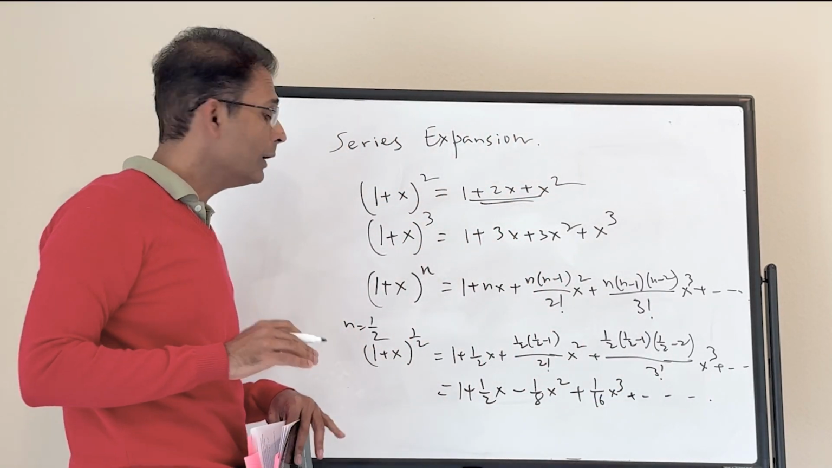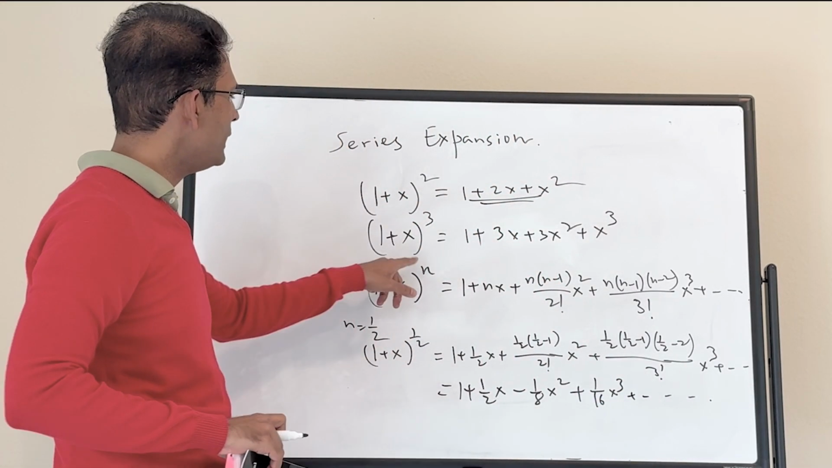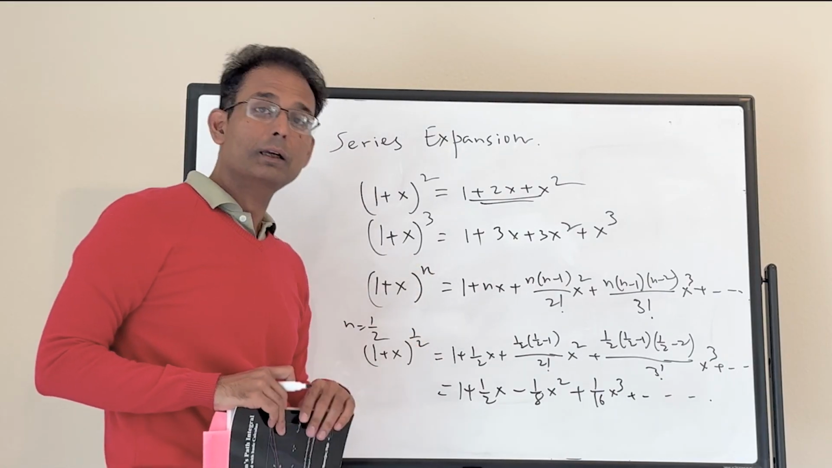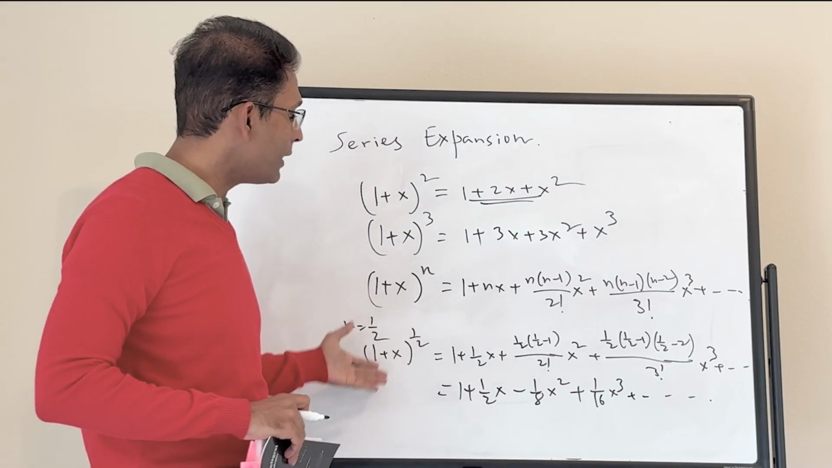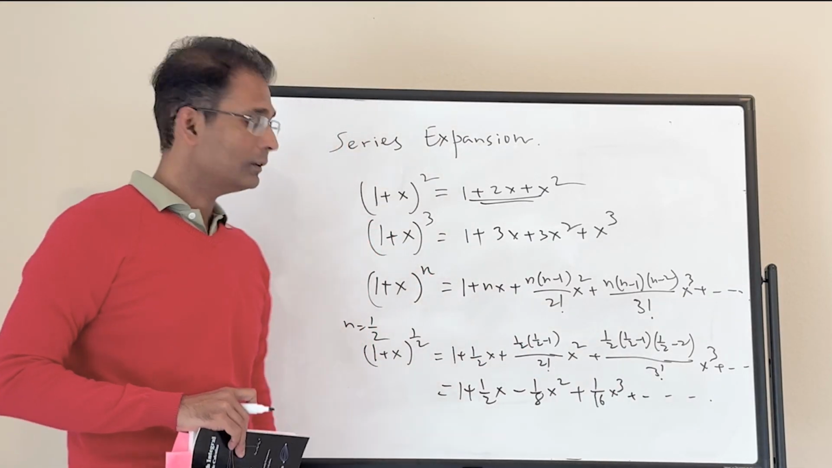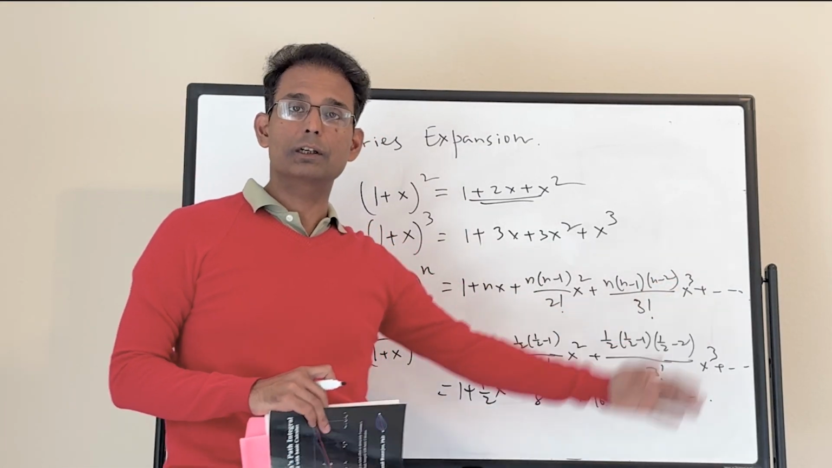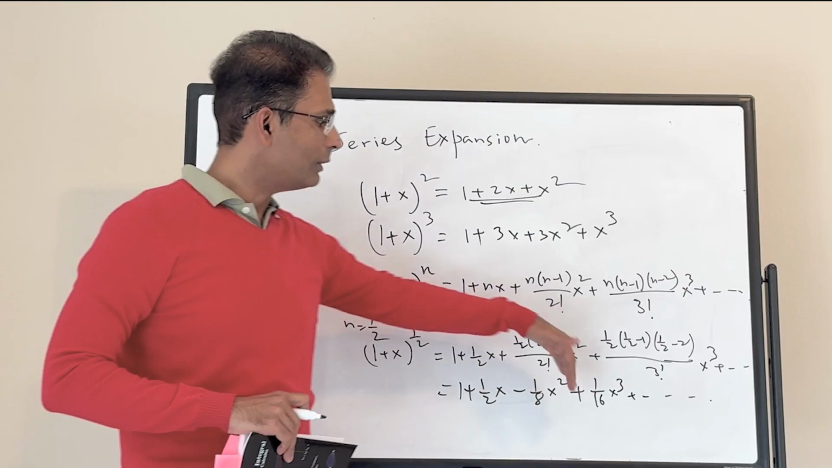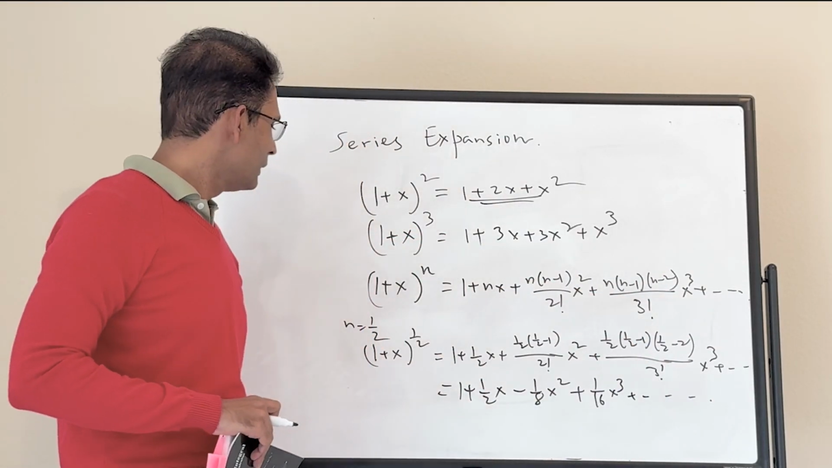The series doesn't stop. So the difference between n being an integer and n being a fraction is that for a fraction the series doesn't terminate. It is an infinite series. You have an infinite number of terms.